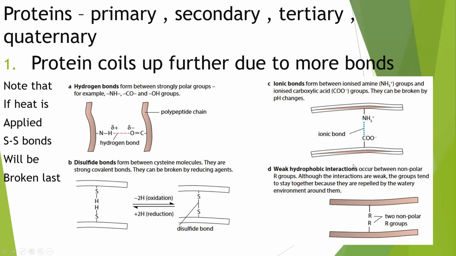Okay, so the next part that we need to know is that there's hydrophobic interaction. So basically, if there are two non-polar groups which come together, there'll be hydrophobic interactions because the groups tend to stay together because they are repelled by the watery environment next to them. So if an entire protein is heated, the S-S covalent bond will break last because that is the strongest bond, and comparatively all the others are much weaker.